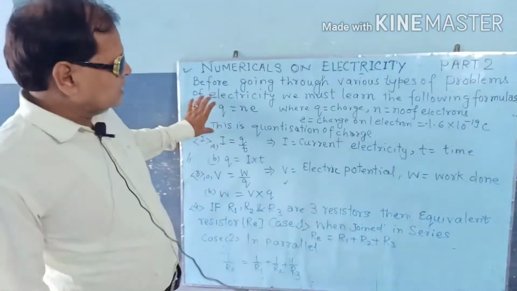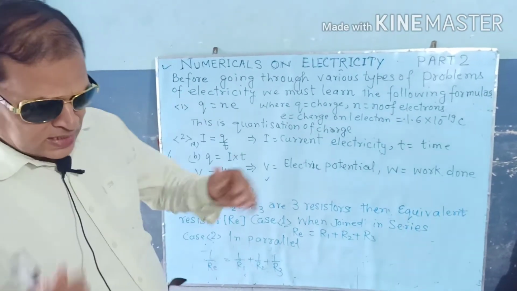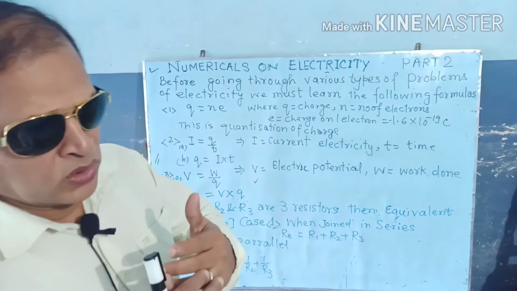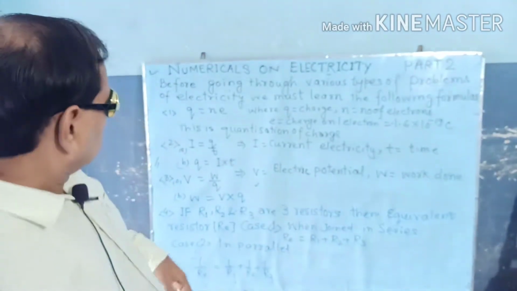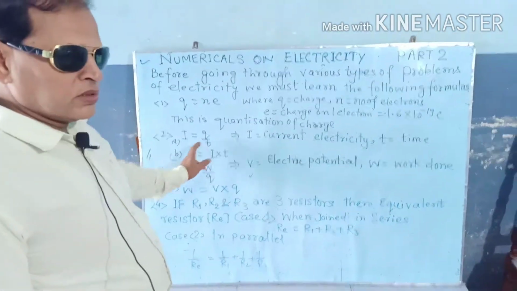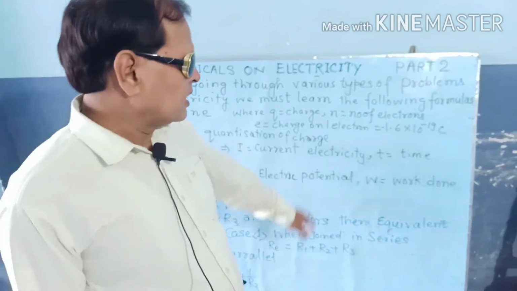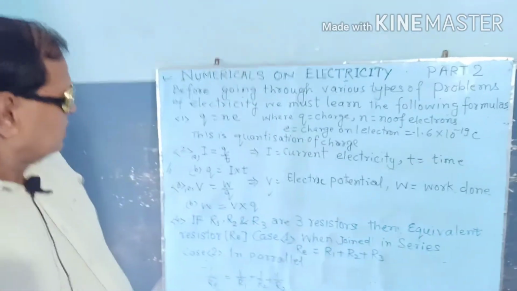This is the quantization of charge. This formula gives the quantization of charge. Any charge can be quantized. We can calculate it in quantity. So the next formula is I is equal to Q by T. This formula is to calculate the electric current. I stands for current and T for time.